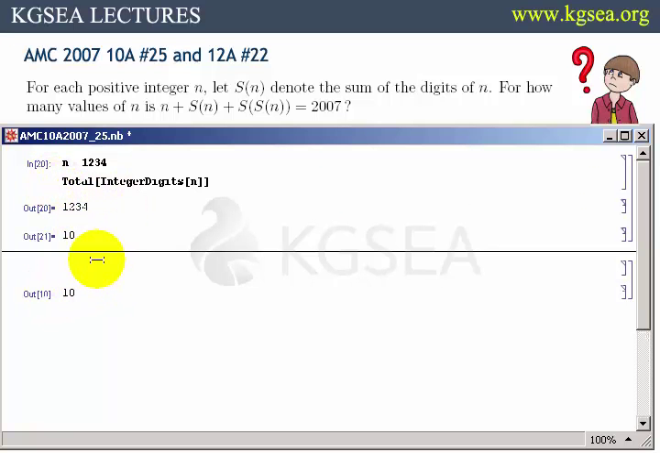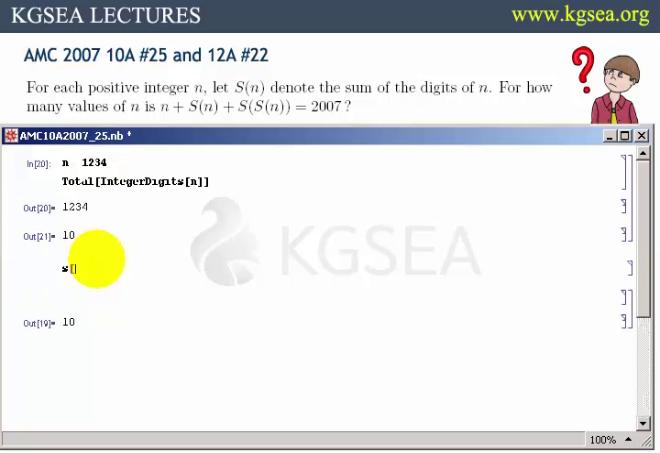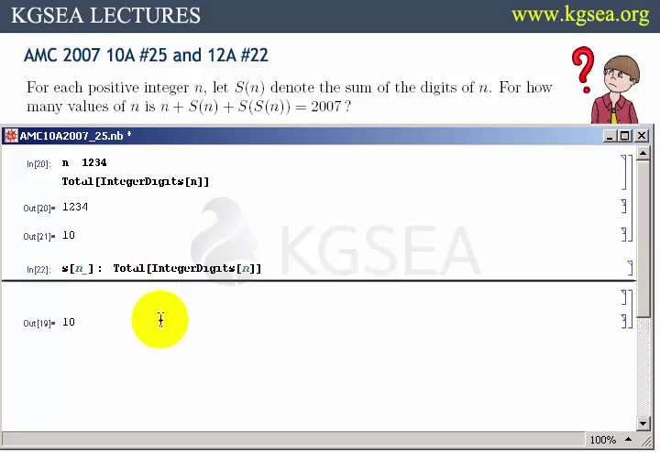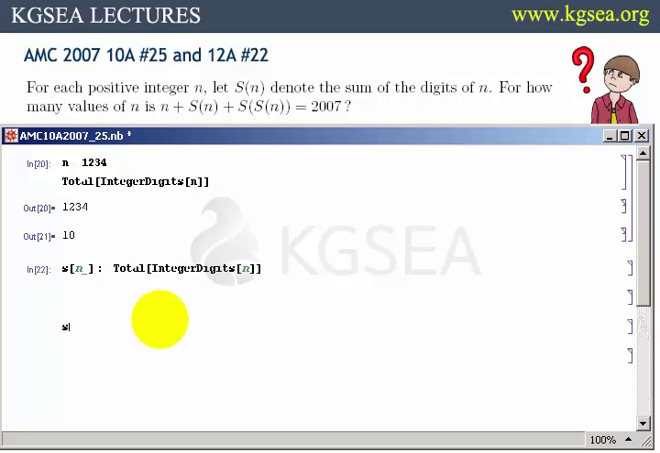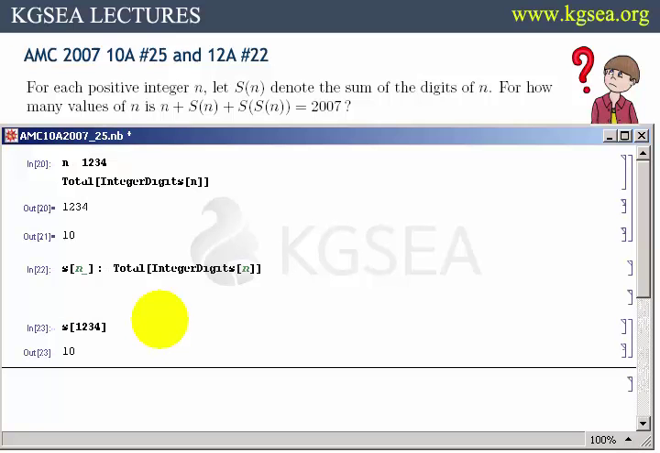Now, because I'm going to use this often, I will define a function called s. S of n is equal to exactly this. So all I have to do is say s of, say, 1, 2, 3, 4, and then it will tell me the total. Very nice, right? That's what s of n is in this problem.